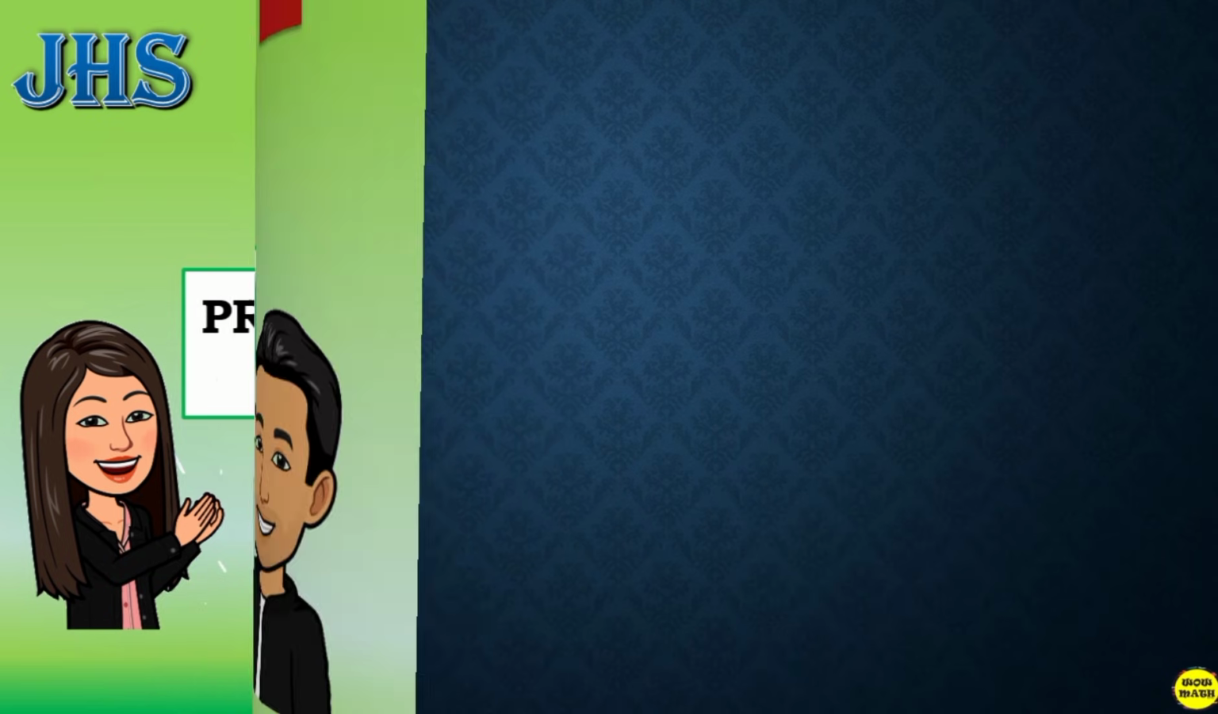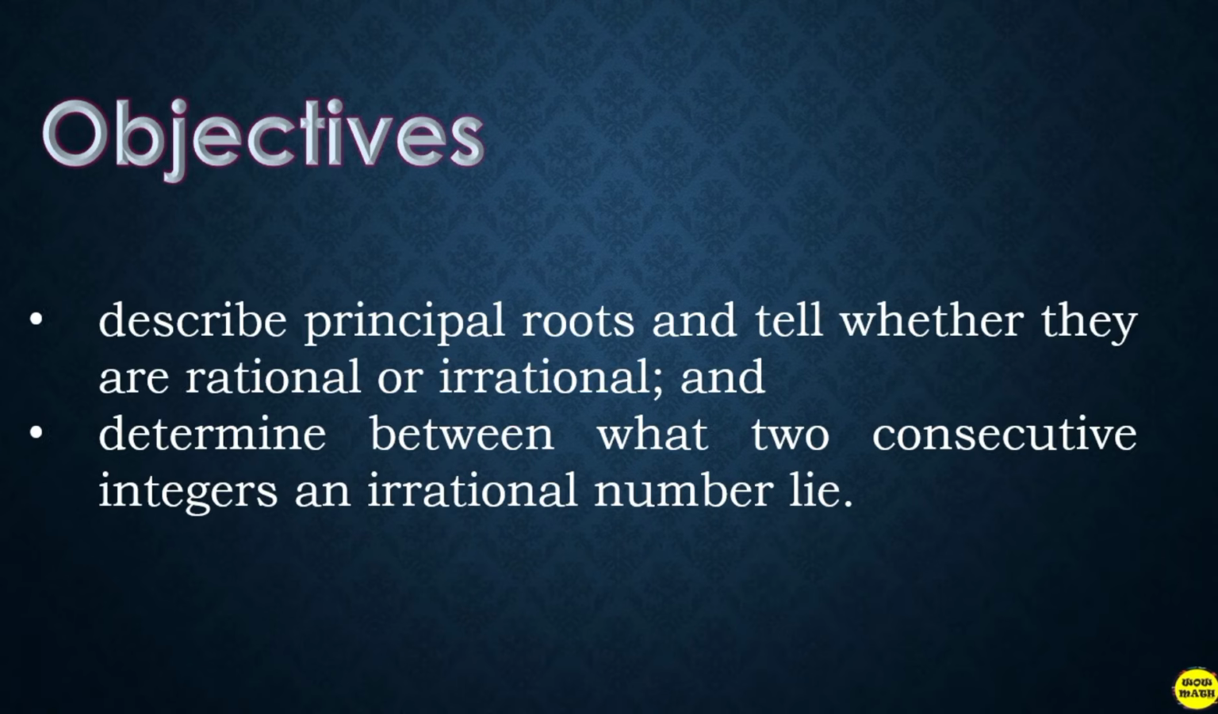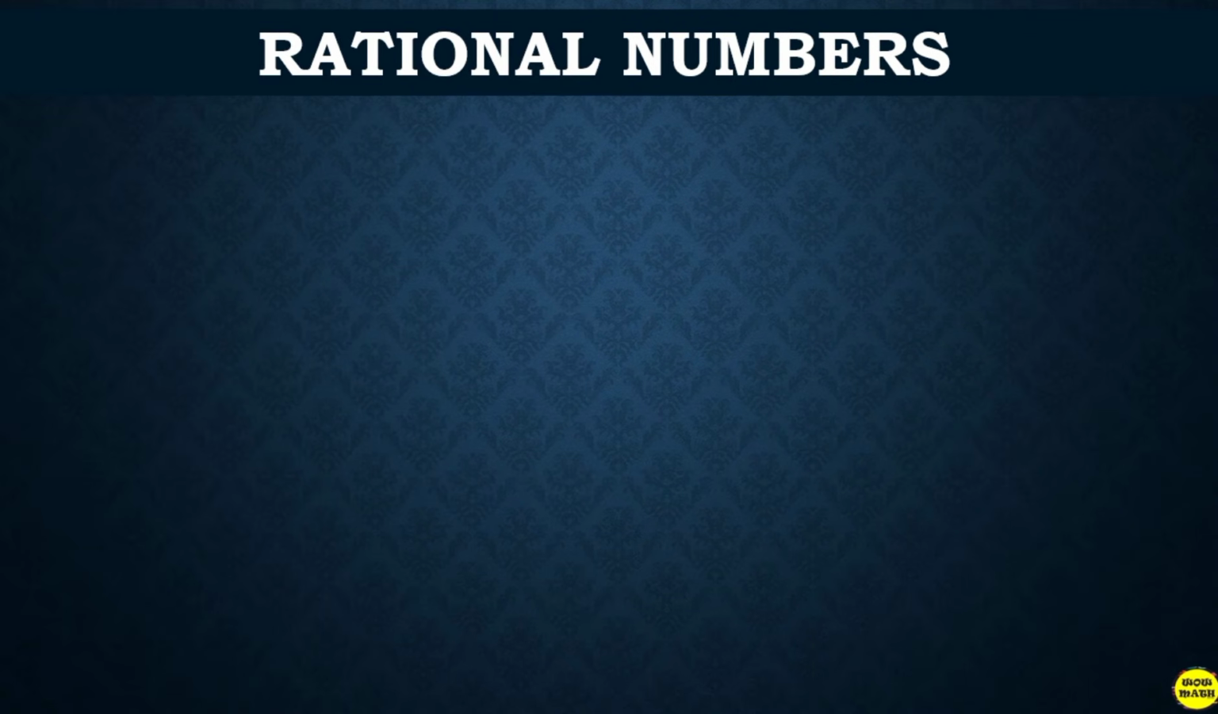So, our objectives will be, we will describe the principal roots and tell whether they are rational or irrational. And then next, we will determine between what two consecutive integers an irrational number lies. Okay, so let us define first the rational numbers.